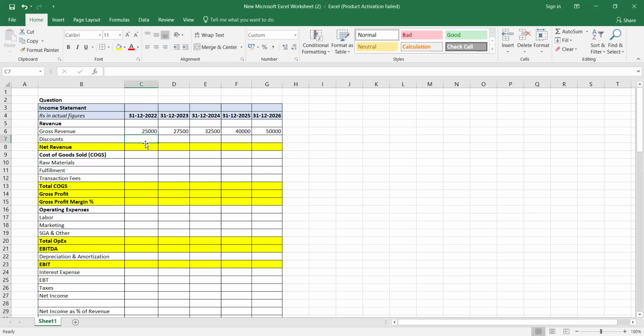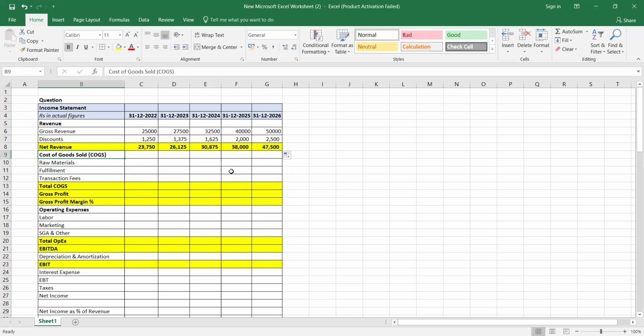So the discount, they will give you the percentage, but you're supposed to calculate on gross revenue. What is the percentage of discount given? So is equal to, select this 25,000 into 5%, enter. Okay. How do you calculate the net revenue here? Is equal to gross revenue minus discounts. Enter. Drag again.